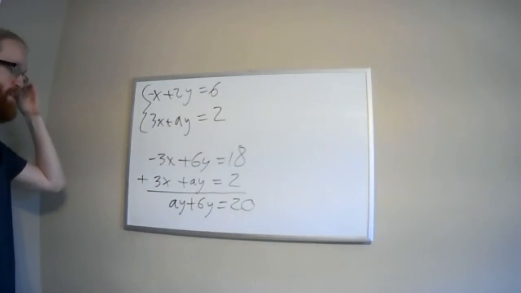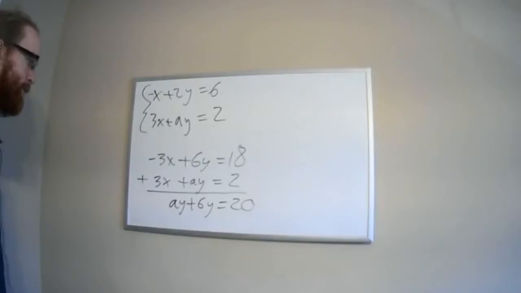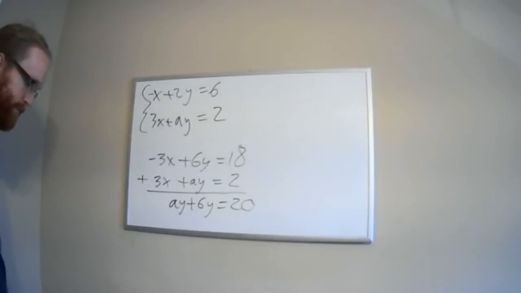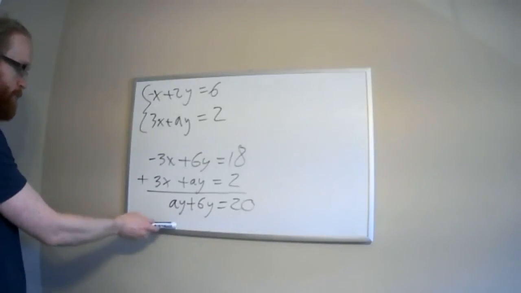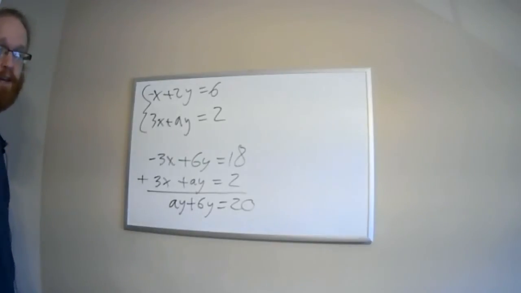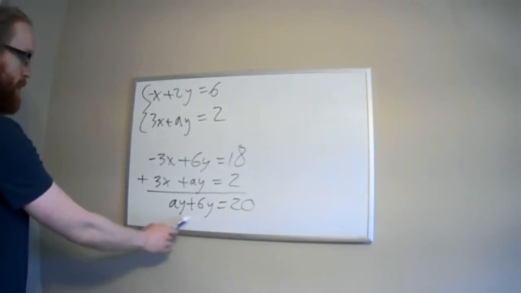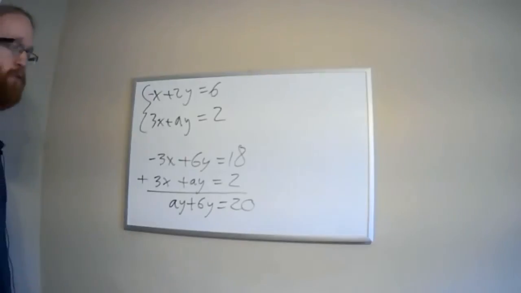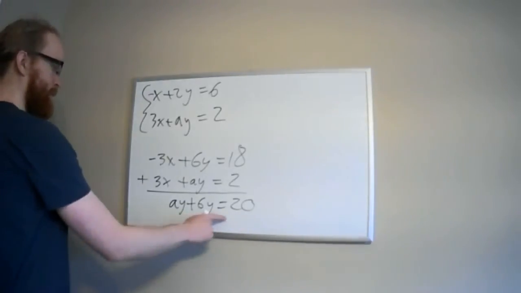Now, we want to simplify that to make some sense out of this. And what I would say is the magic word here is factor. Each of these terms has a y in common. They both have a y. So I can factor the y out, meaning that I can simplify this into this.